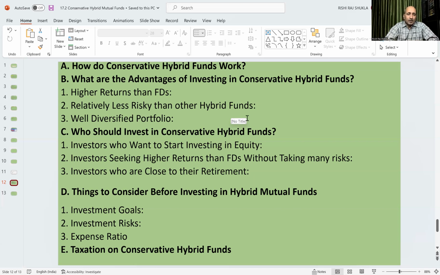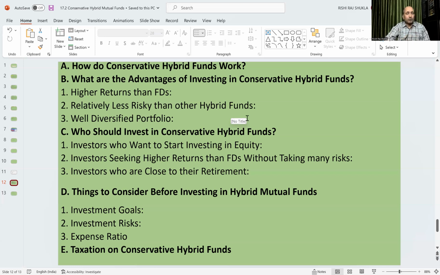Now another thing is things to consider before investing in a hybrid mutual fund. Of course, the first one is investment goal. How long is your investment goal? If it is long term, more than 7 years, 10 years, it is not suited. It is not good to go with this conservative hybrid fund. For long term, one must go with equities only. Of course, some part will be debt, but the majority should be in equities.